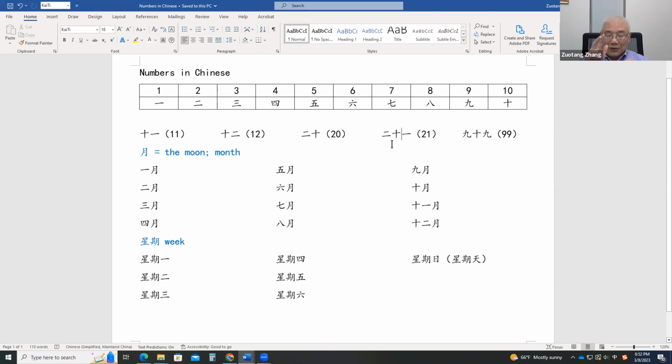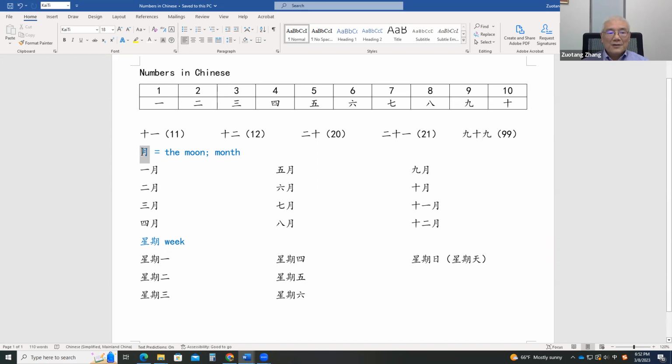Then 30. That's 3 and 10, 30. And you count up to 99. 9 means 9, 10 means 10, so 90 means 90. And then you add another number, that's 9, so it's 99. Is that easy? All right, so these are the numbers.